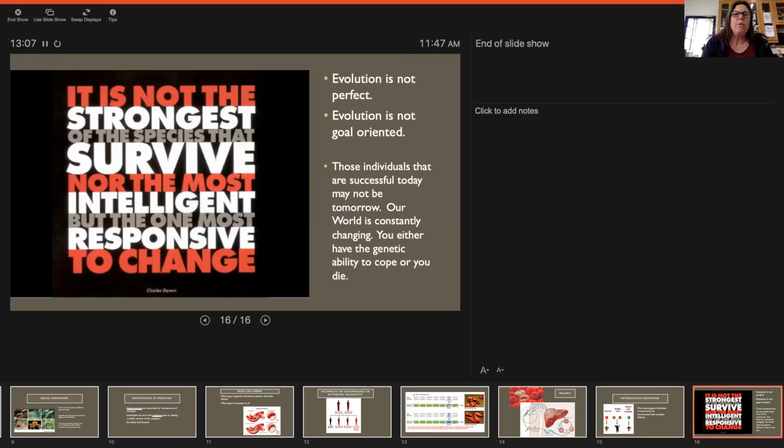So what is evolution? What isn't it? Evolution is not perfect. It's not goal-oriented. Those individuals that are successful today may not be tomorrow, because the world is constantly changing, and whether you have the correct adaptations for that environment depends on your genetic ability to cope with it. If you do not cope with it, you die. Those that can cope with it will pass those genes on to their offspring.